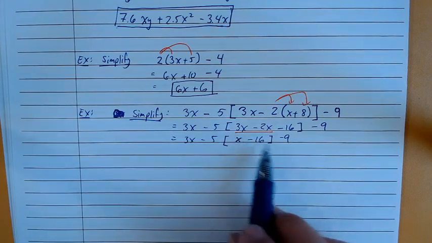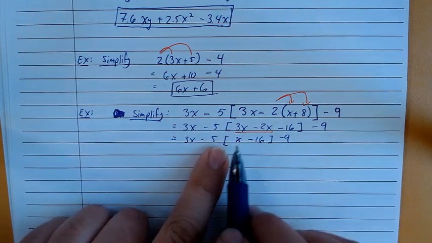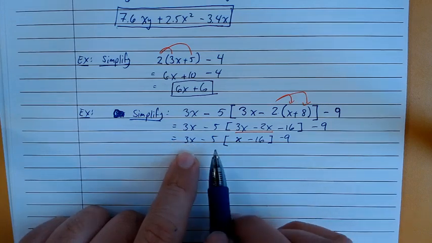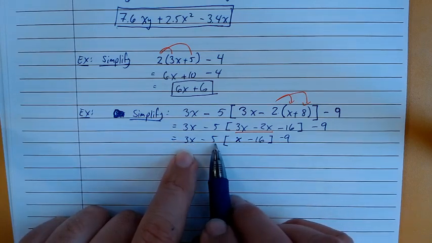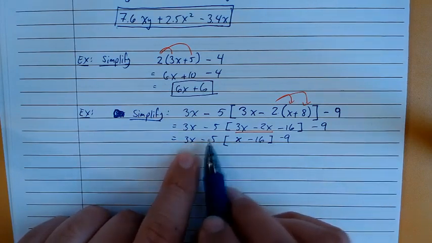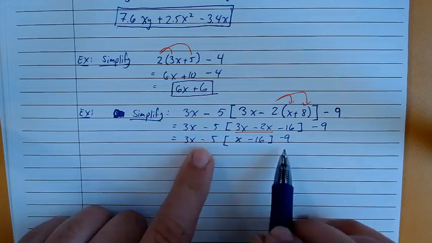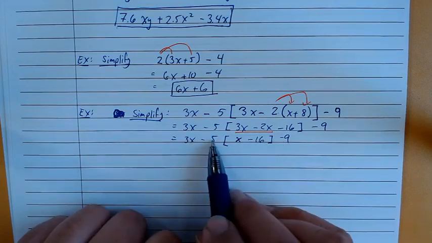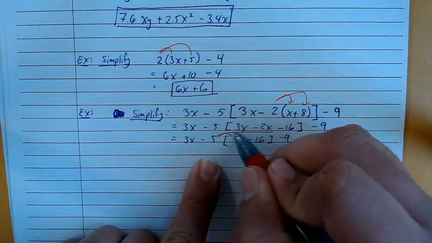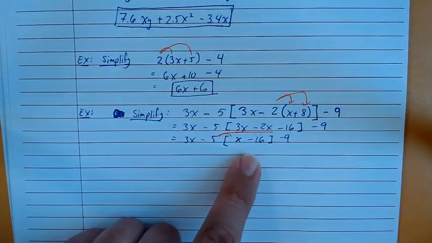Well, after parentheses, we look outside of the parentheses. We don't see any exponents, so we can skip that. What's next is I see some multiplication right here, and I see subtraction and more subtraction. Multiplication or division would always come before any addition or subtraction. So the next thing we're going to do is handle this 5. So let's distribute 5 times x and 5 times 16.